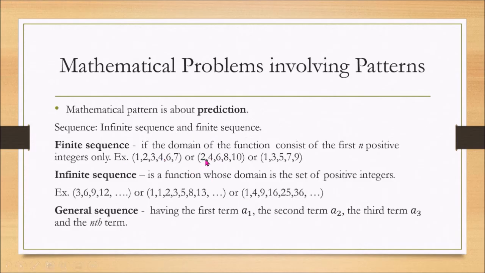Or increasing the counting number by 2: 2, 4, 6, 8, in even numbers, and we also have increasing by 2 in odd numbers, starting from 1: 1, 3, 5, 7, 9, up to 9 only. But when we say infinite, it will be a continuing term. It will continue infinitely until any term that you want to find or solve.